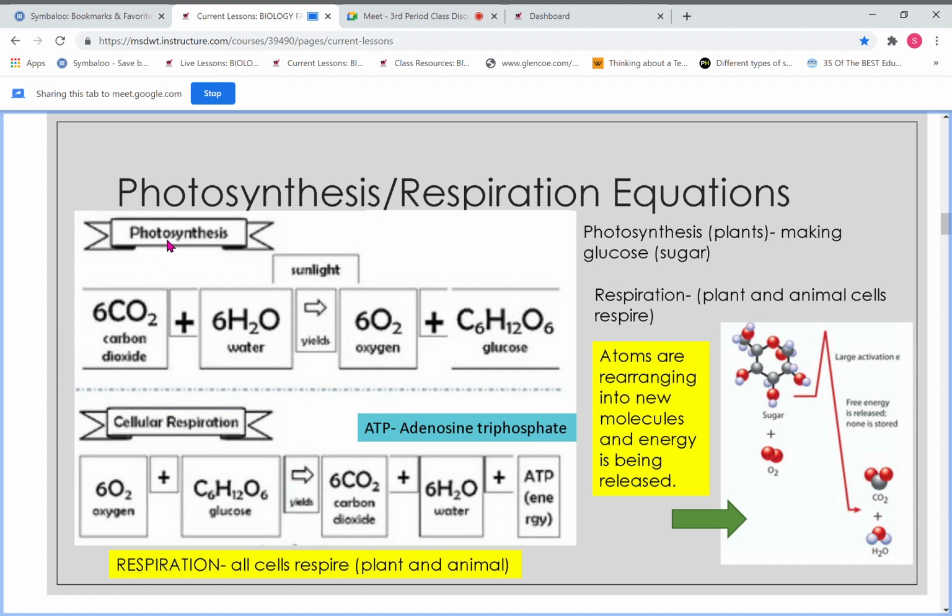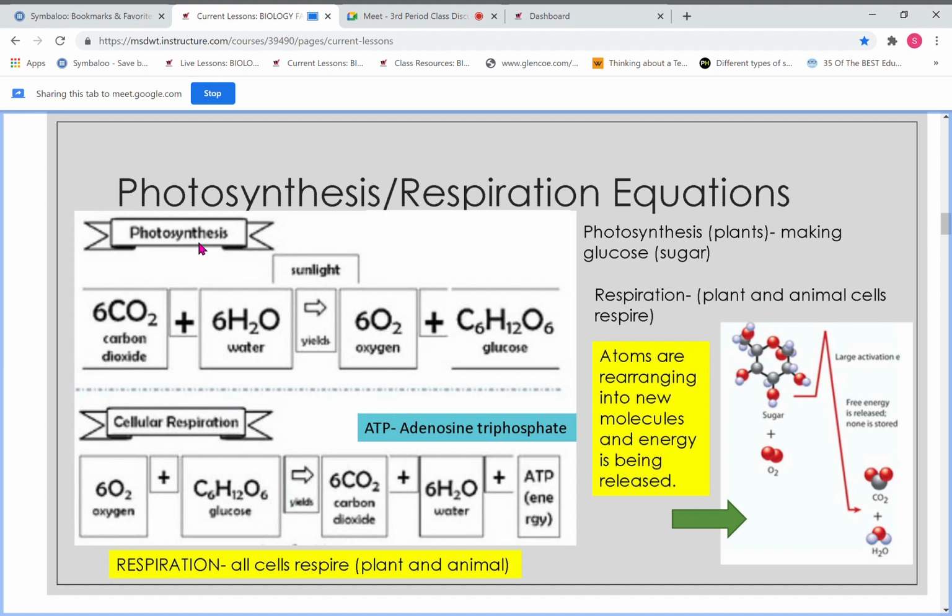Photosynthesis occurs in plants only inside the chloroplast with the help of the chlorophyll, and without sunlight it wouldn't happen. So here's the equation. You have 6 carbon dioxide molecules and 6 water molecules that with sunlight create 6 oxygen molecules and 1 sugar molecule. Remember, this is photosynthesis, so the plant is making its own energy, whereas people or animals have to consume their energy.